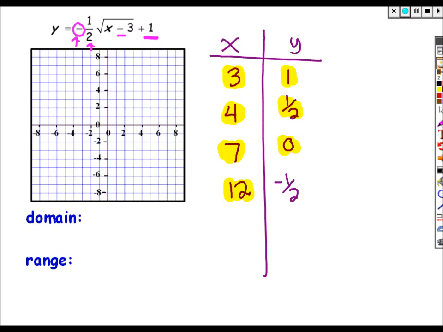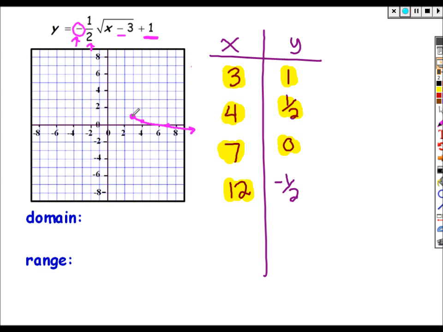So if I plot these 3 points, (3, 1), (4, 1/2), and (7, 0), my function should actually look like this. What do you notice? This opens upside down because of the negative sign. The graph is compressed vertically, so it's not quite as steep. The vertex, or well, I shouldn't say vertex, but the starting point is moved 3 to the right and 1 up.